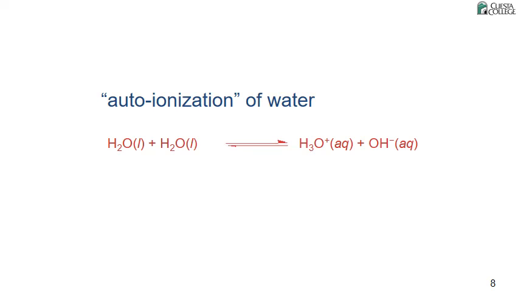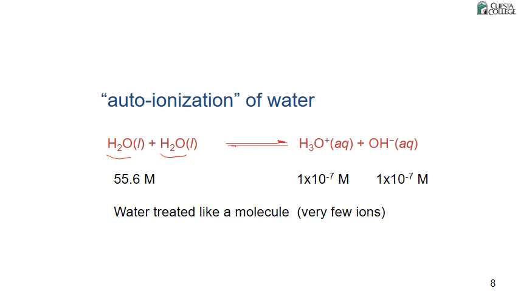Now water does something kind of funny to itself. Water will react with itself in liquid form and turn into the hydronium ion as well as some OH minus. If we look at the concentration of pure water, if we just started with the density of 1 gram per milliliter and worked to calculate how many moles of water are in a liter of water, it turns out to be about 55 moles per liter.